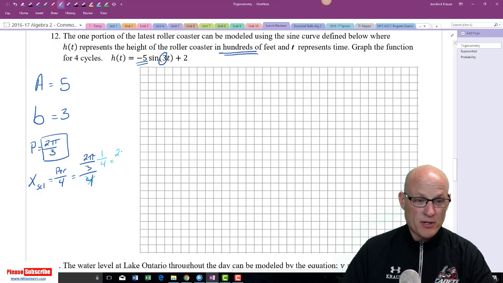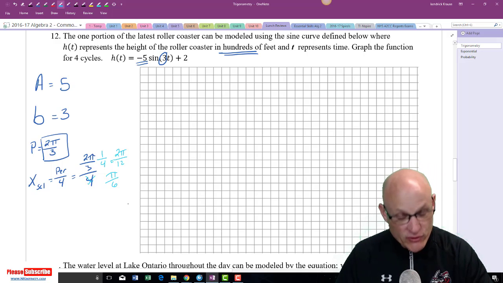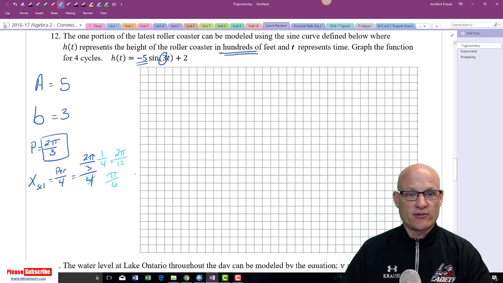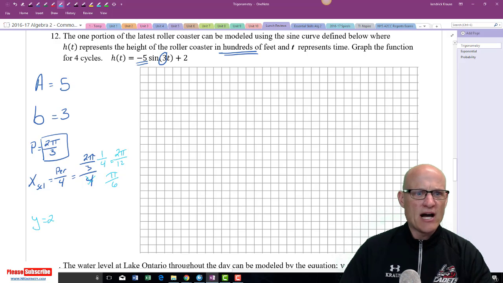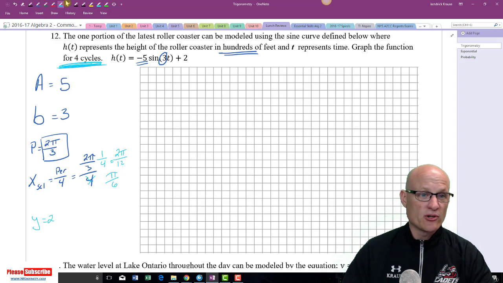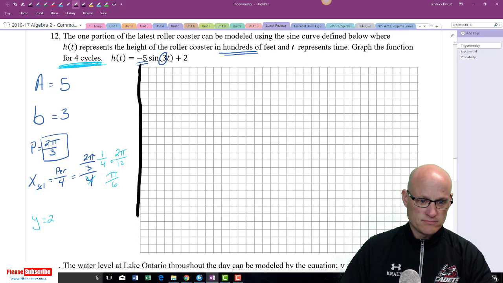So I get 2 pi over 12, which reduces to pi over 6. So I'm going to count by pi over 6's on the x-axis. And then my midline is y equals 2. Now, I want to graph 4 cycles of this curve. I'm going to put my x-axis here, my y-axis here.